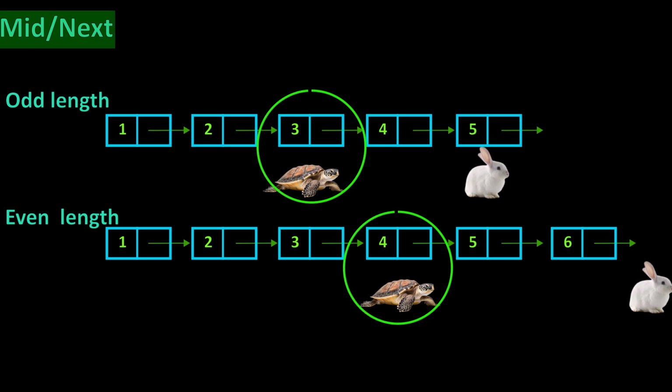Now, check the tortoise's position. In an odd length list, it stops at the middle. In an even length list, it stops one node after the middle.